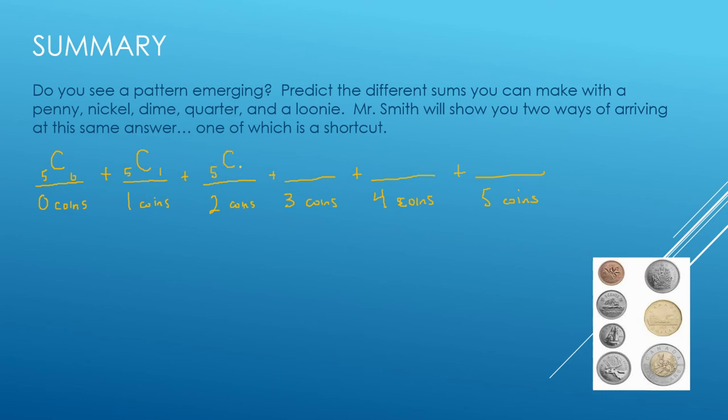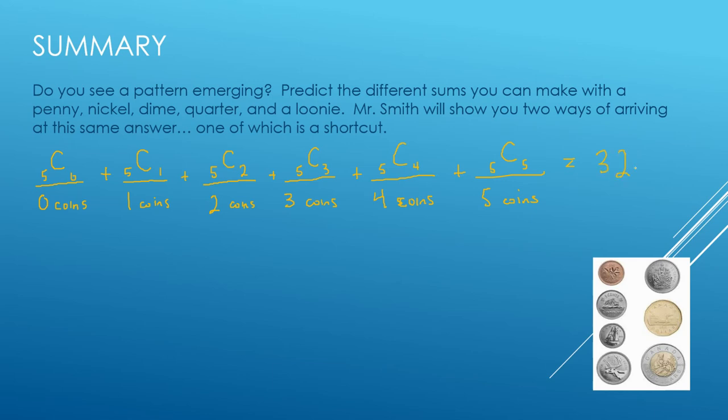5 choose 2 is the number of ways to choose 2 coins, and so on and so forth. 5 choose 3, 5 choose 4, and then finally 5 choose 5. If you add up these values, so take a moment and evaluate these guys and add them up, what you'll notice is we do get 32. The pattern continues. 5 coins, 32.